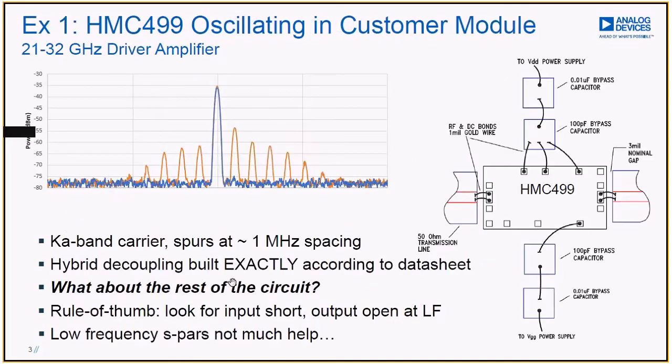So here's our first example. This is an HMC499. It's a K-A-band amplifier, and the customer showed me the picture that you see there from their spectrum analyzer. Hey, why is my amplifier oscillating? That's an old joke, by the way. All my oscillators amplify and all my amplifiers oscillate. So what's going on here?